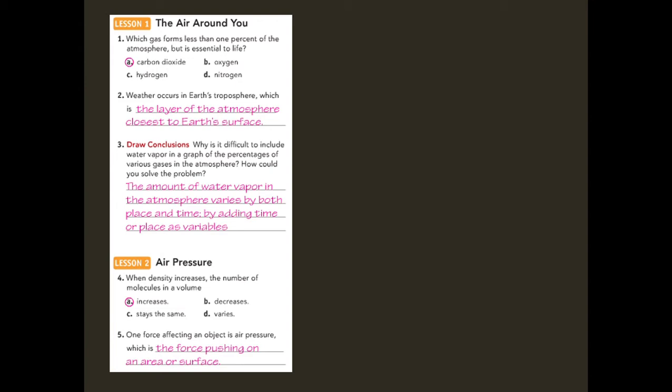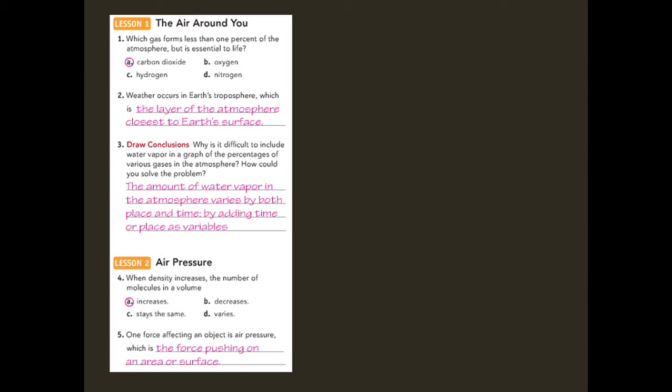Number 1, which gas forms less than 1% of the atmosphere, but is essential to life? So the one that is essential to life will be carbon dioxide. Remember that it is extremely important because plants are going to feed from it, and after they use carbon dioxide, sunlight, and water, they are going to produce oxygen. And oxygen is crucial for humans and other animals to breathe. And of course, it's extremely necessary for us to live.